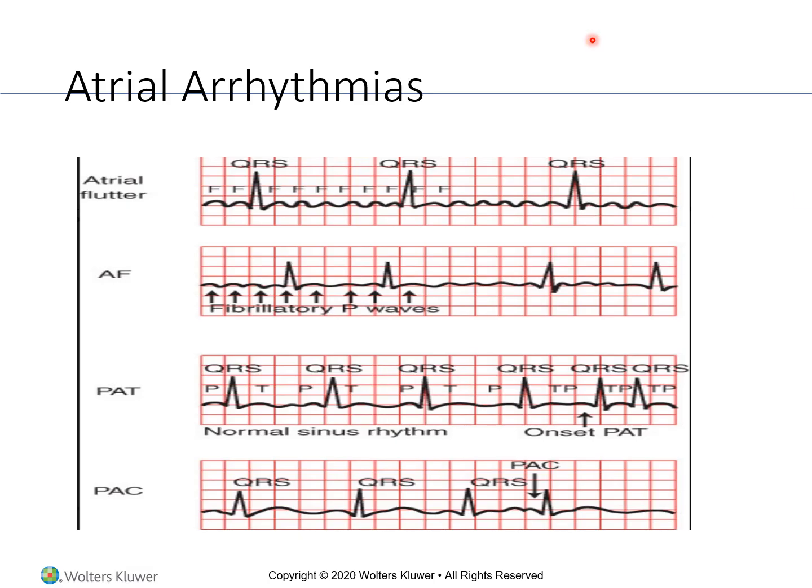paroxysmal atrial tachycardia. It started out as a normal sinus rhythm, and then this really fast rhythm took over here at the end. And the fourth tracing illustrates what we call premature atrial contractions.